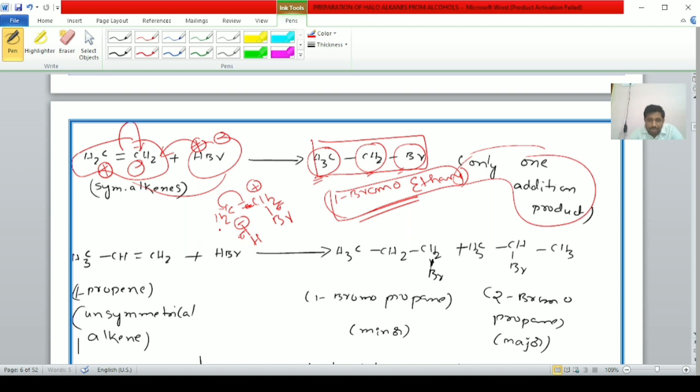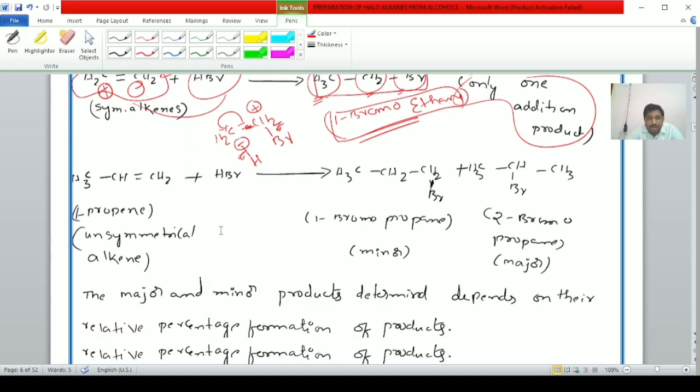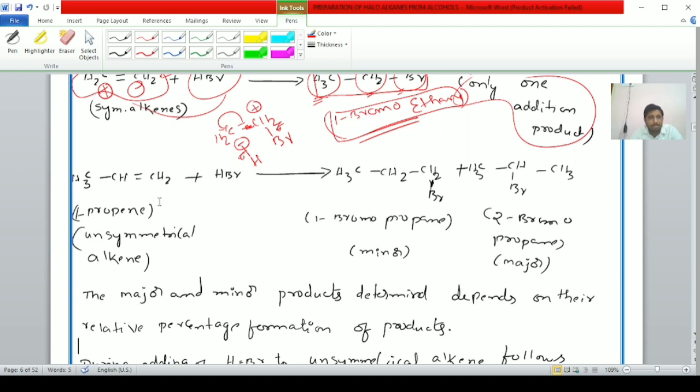Okay. Next one student, you can consider an unsymmetrical alkene, that is propene. Unsymmetrical means, student, the groups adjacent to the double bond are different. Here CH3 CH double bond CH2. Adjacent to the double bond, two different groups are present. On this side only a CH2 group is present, but on this side a CH3 group is present. It is known as propene or prop-1-ene.